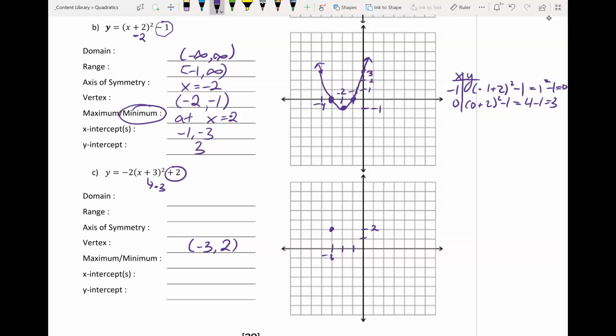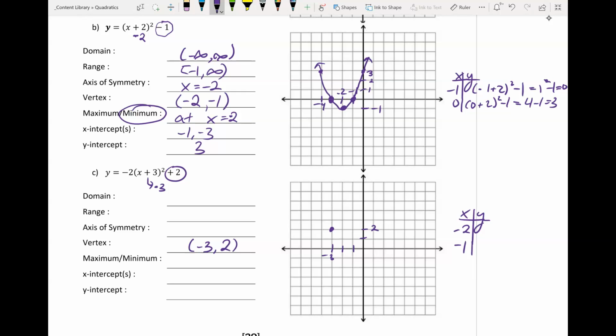What this -2 tells us is that we're going to have a skinnier looking graph, a more narrow looking graph, and also the negative means our graph is going to be upside down. So we'll take that into consideration, but we can still do a small table of values on the side to help us out. So we can pick the next point over, we can pick -2, and we can also pick -1.